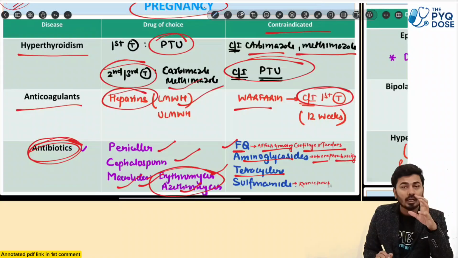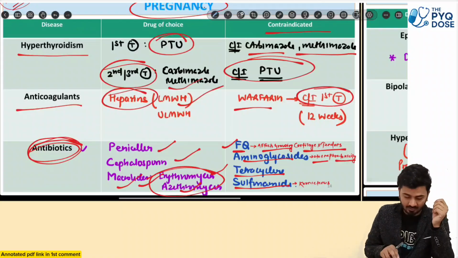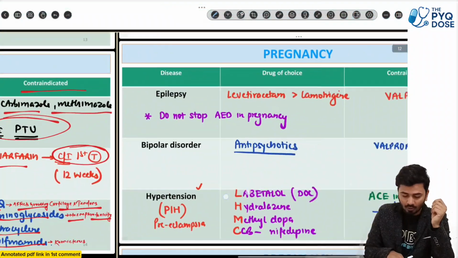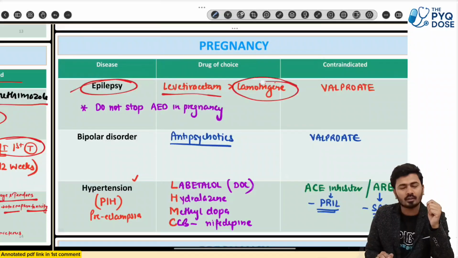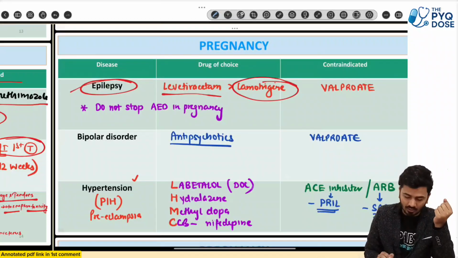Tetracyclines will generally be avoided, and sulfonamides will generally be avoided. That is, they are contraindicated in pregnancy. Next, in the case of epilepsy in pregnancy, levetiracetam is generally the drug of choice, and if it is not an option, you can go for lamotrigine.